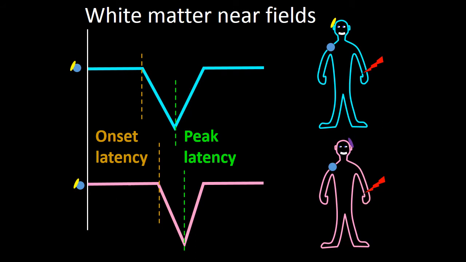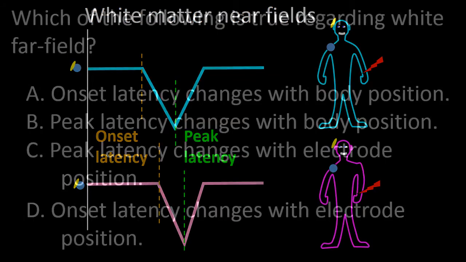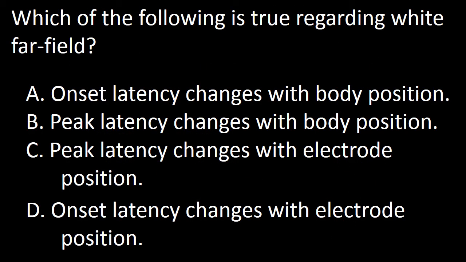On the other hand, white matter near fields change onset and peak latencies with the change in electrode position and with changes in limb position. So the answer to this question is A.